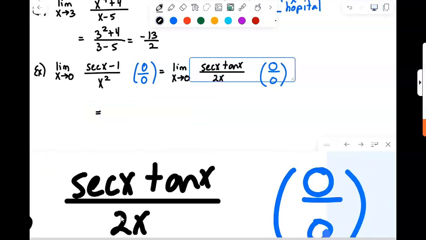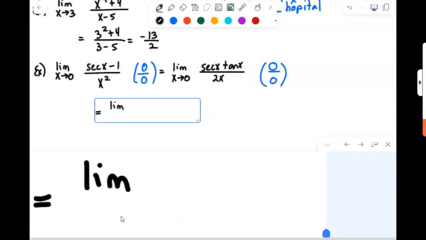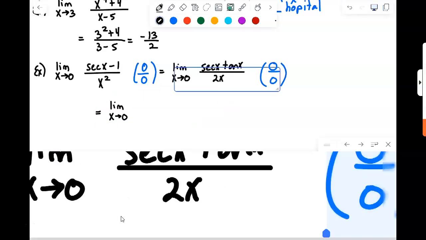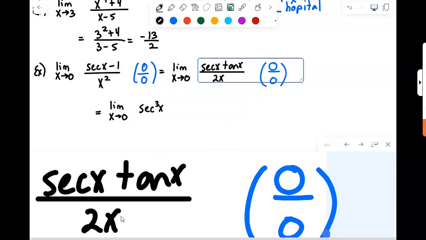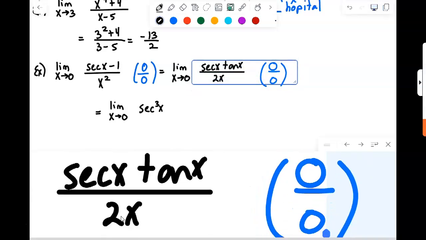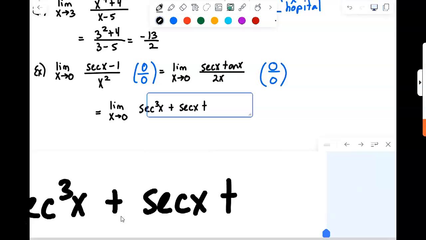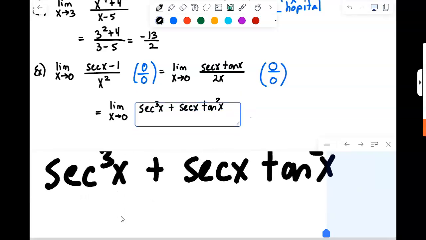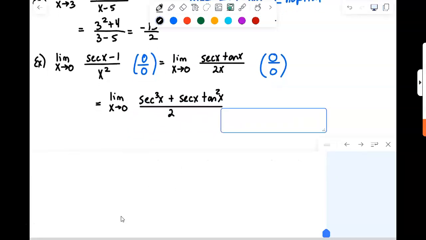So we take the derivative of secant times tangent. That'll be secant times the derivative of tangent. The derivative of tangent is secant squared, so secant times secant squared will be secant cubed, plus the tangent times the derivative of the secant. The derivative of the secant, remember, is secant tangent. So we're going to have tangent times secant tangent, or alternatively, secant x tangent squared x. And that'll all be over the derivative of 2x, which is 2. Now we no longer have a 0 over 0 limit, so we compute what we have.